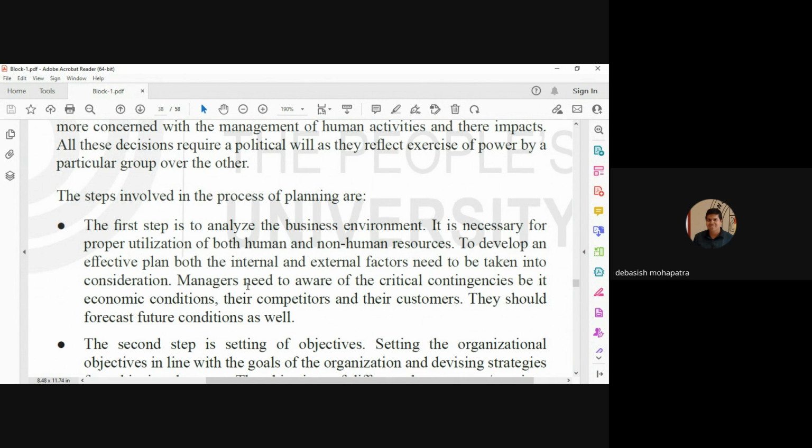So the first step is analyzing the business environment. We need to analyze the business environment. Then only we can plan. Without knowing the environment, we cannot plan.